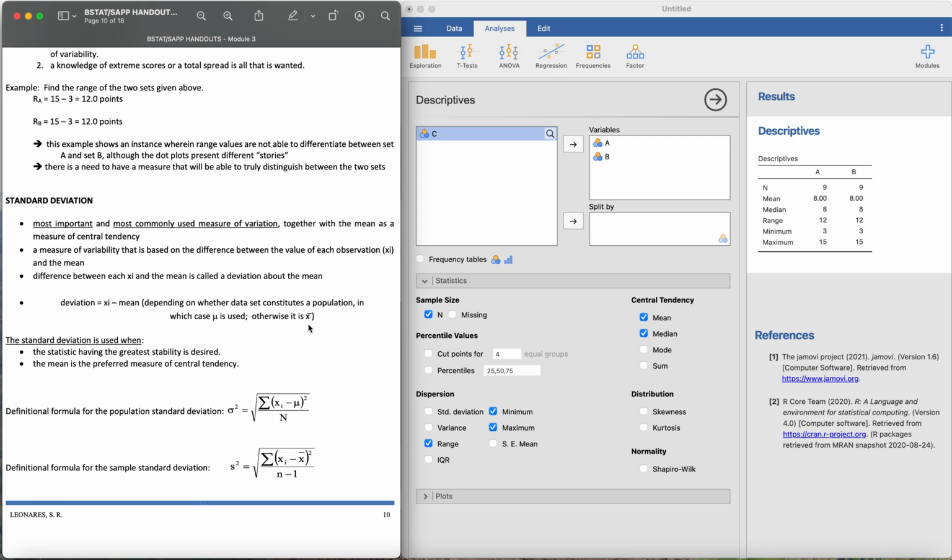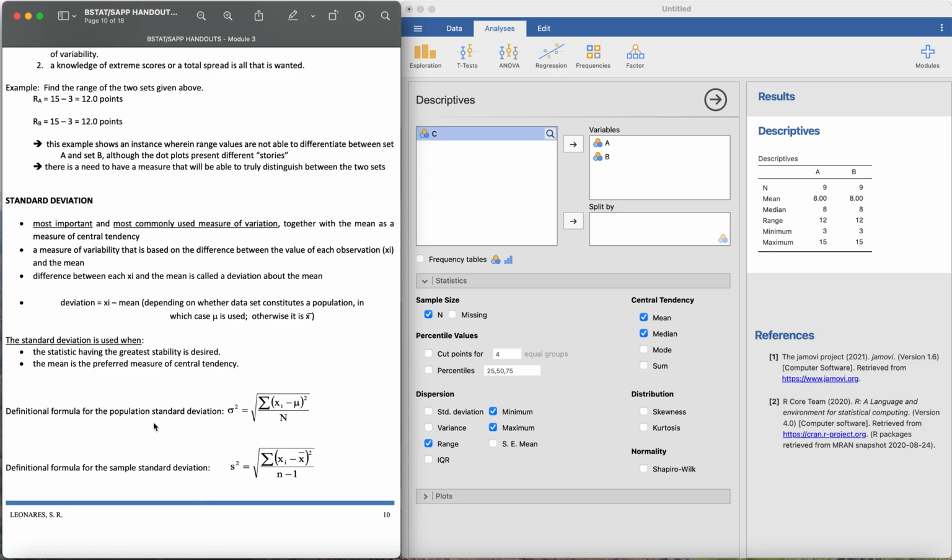So when can we use the standard deviation, or the SD? When the statistic having the greatest stability is what we want to get, and whenever the mean is the preferred measure of central tendency, then we want the standard deviation to be the preferred measure of variation.